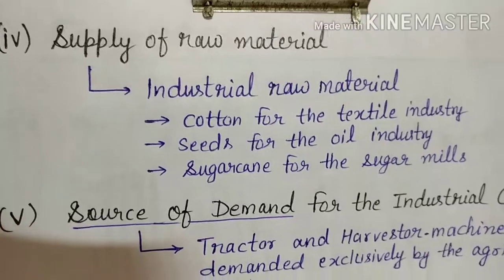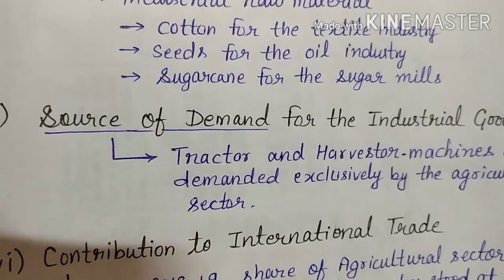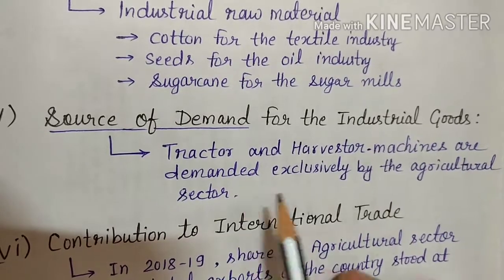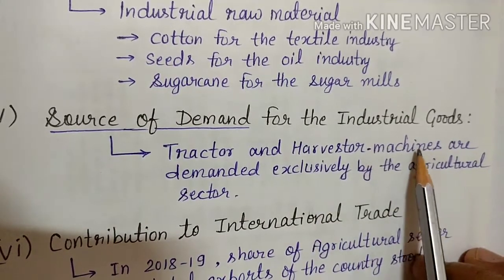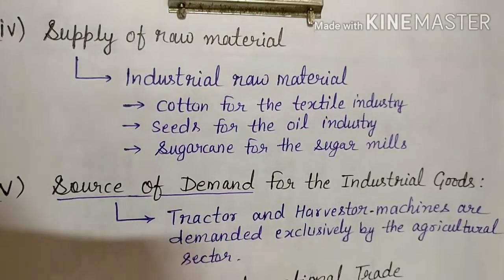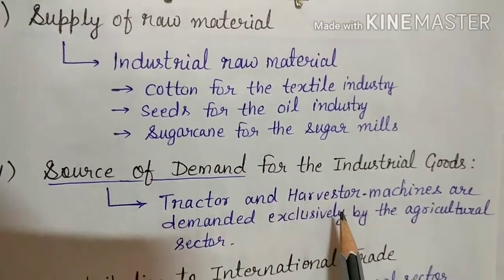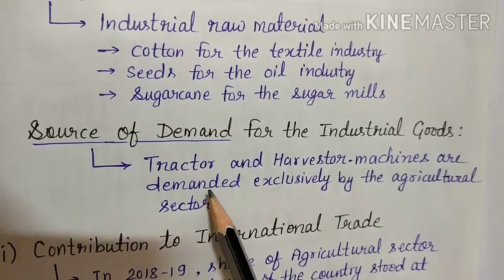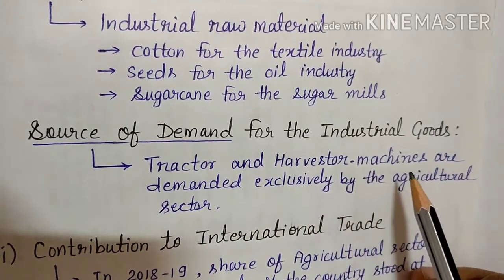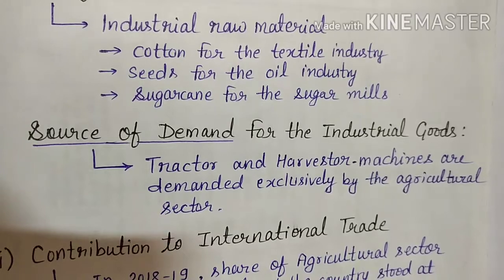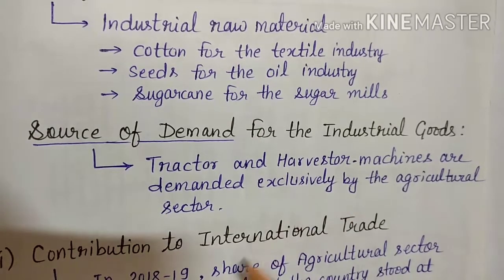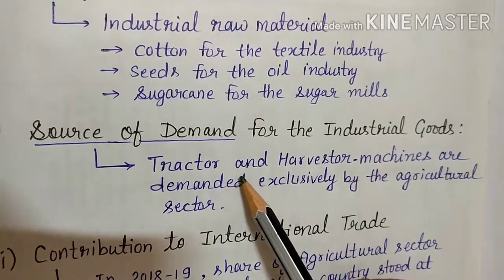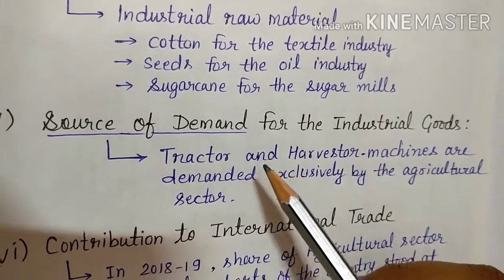Then comes source of demand for industrial goods. It is creating demand also for industrial goods. First they are providing raw materials to the industrial sector, and then it is creating demand as well, by creating demand for tractors and harvester machines, which are demanded exclusively by the agricultural sector because they need to harvest their land. For that purpose they need tractors and harvesters. In this way they are also creating demand, so it is a source of demand also.